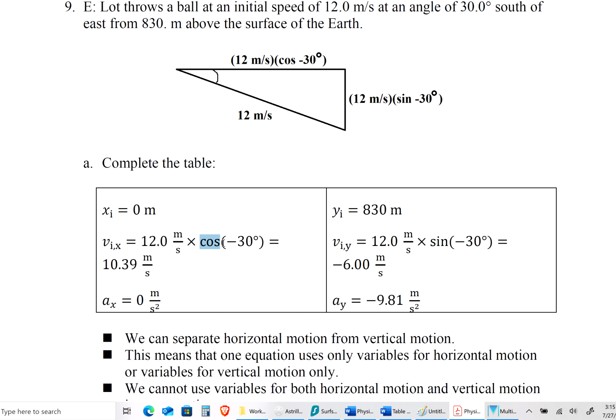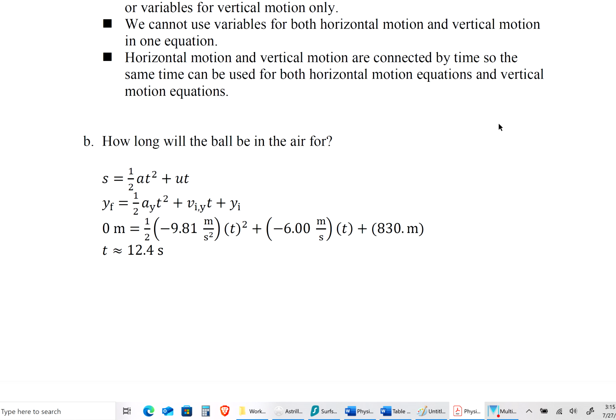You notice the angle is negative 30 degrees because it's below the surface of the earth that it's thrown, or below the horizontal. Part B, how long will the ball be in the air for? How long means vertical, so we need vertical variables in a vertical equation.